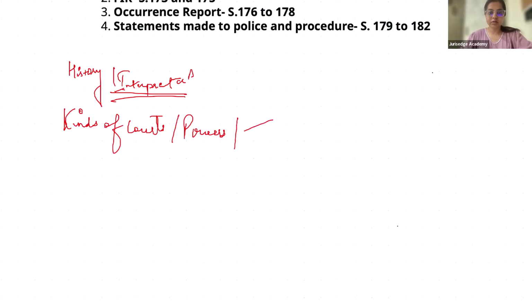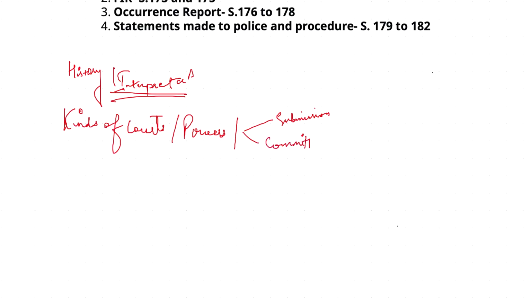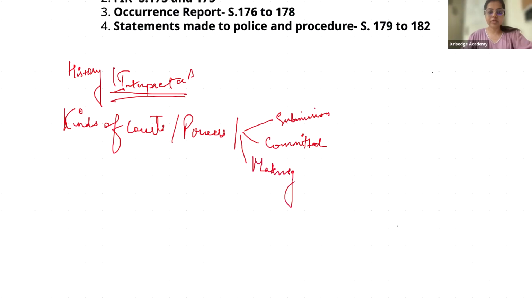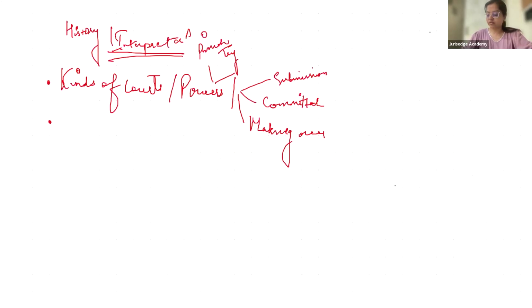submission, committal, and making over. Powers included power to try and power to punish. So this was the first topic we did. We skipped the composition of courts because that is not important from the point of view of examination per se. So we skipped that.